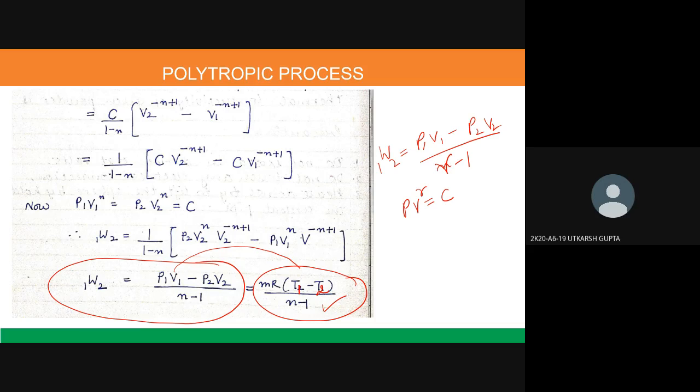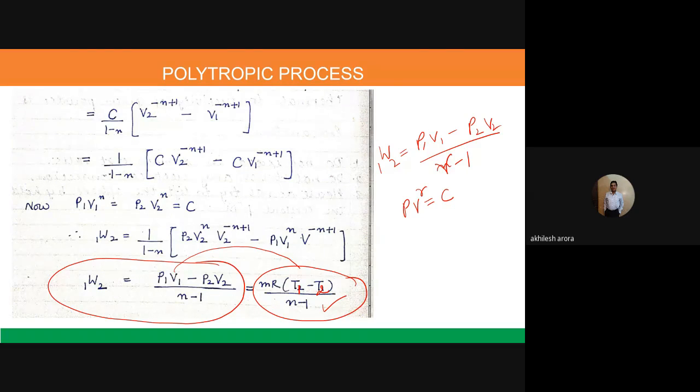Sir, by this formula we can calculate work for every process except for the isothermal process, right? Yes, because in case of an isothermal process, the denominator gives you 0. For other cases, you can use this particular equation.